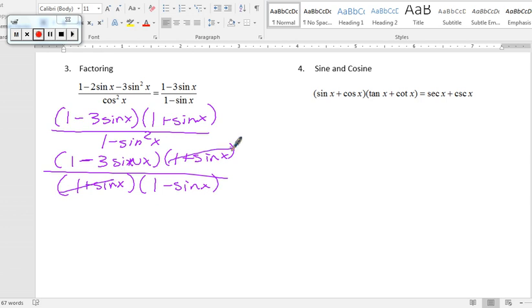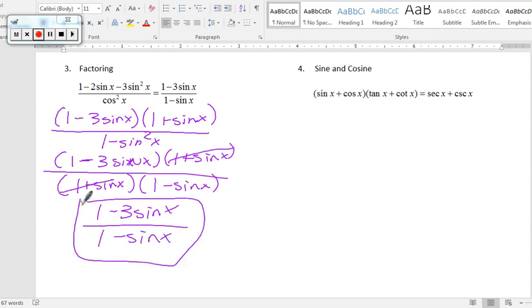These guys cancel out. And then I am left with, in both the numerator and denominator, what we need. We rewrite it, and we have established our identity.